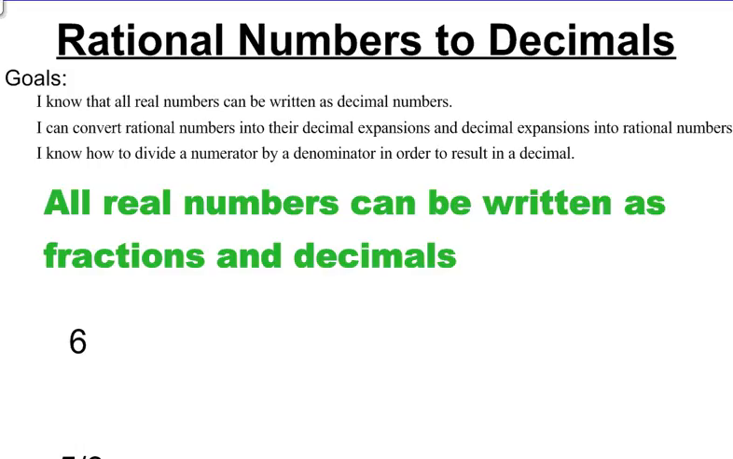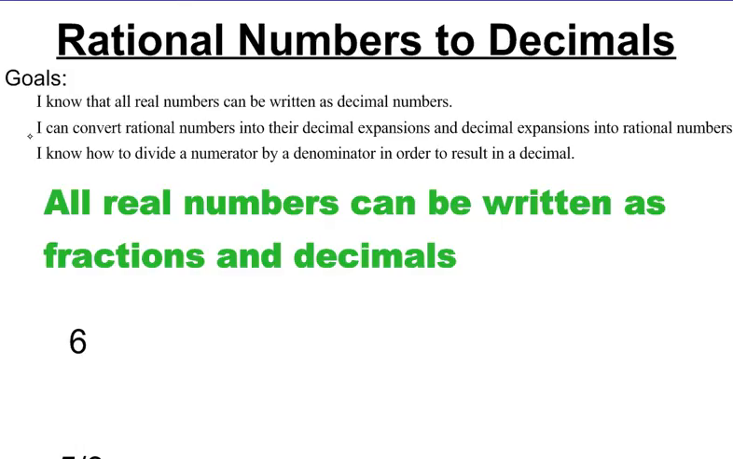All right, we've got three goals for this lesson. The three goals are written there. We're dealing with rational numbers, fractions, and decimals. So our three goals are: I know that all real numbers can be written as decimals. I can convert rational numbers into decimals and decimals into rational numbers. And I know how to divide a numerator by a denominator in order to result in a decimal.